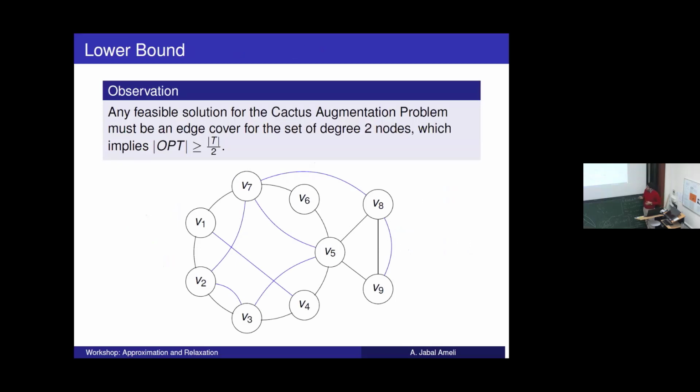Now, a simple observation gives us a lower bound on the size of the optimal solution. If you consider any feasible solution for the cycle augmentation problem, the links in your solution must be an edge cover for the set of degree 2 nodes. Because otherwise, in the end, you have a node of degree 2, and of course, you have a cut of size 2. So this gives you this bound: the size of the optimum is at least size of T divided by 2.